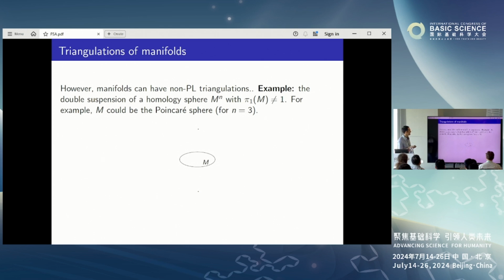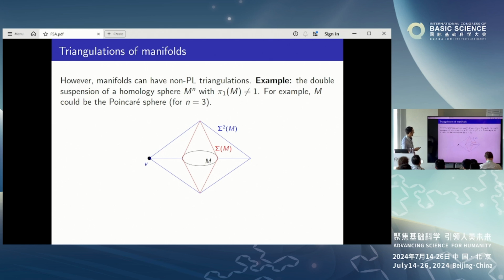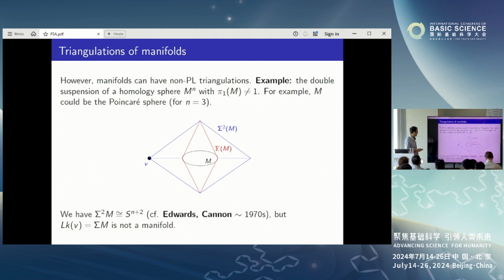Homology sphere means a manifold with the same homology as the ordinary sphere. The first such example is in dimension 3, the Poincaré sphere. And what do you do? You take the suspension of it, so you take two cones on it. And then you take the suspension of the suspension, so a double suspension. Now it's non-trivial to show that the double suspension is actually homeomorphic to the sphere of dimension 2 higher. This is not true for the suspension itself.